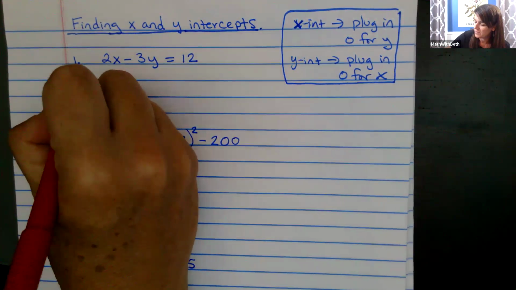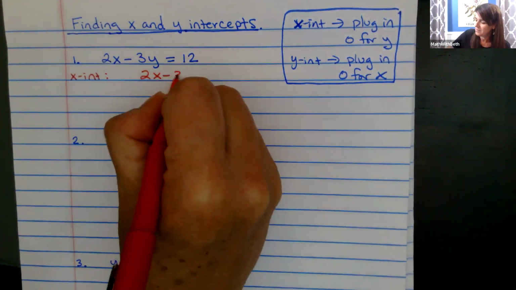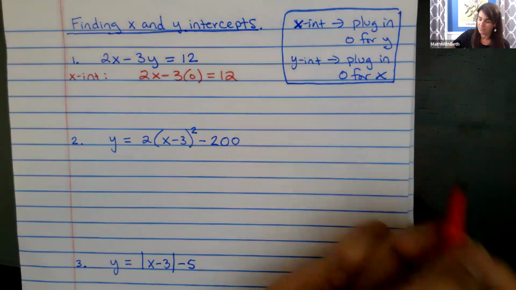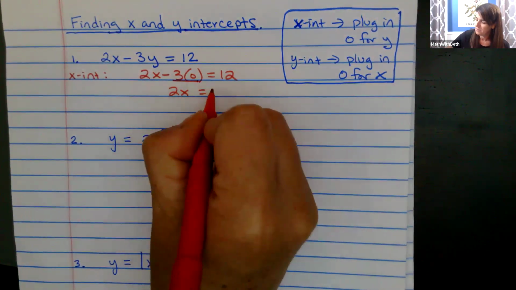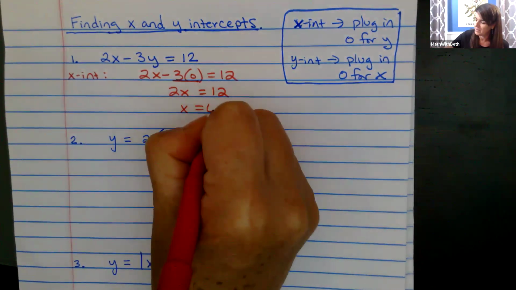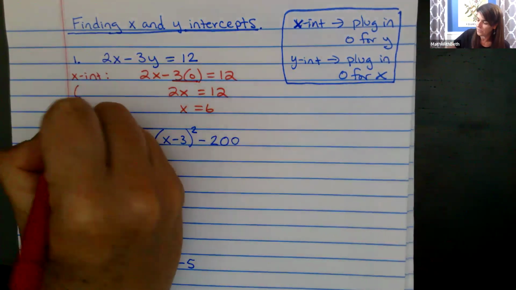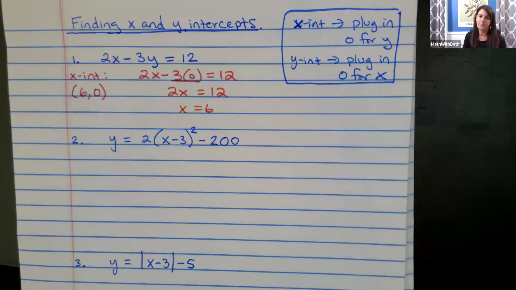So to find my x-intercept, I'm going to keep my x, but put 0 in for the y, and then solve. So 2x minus, this is really 0, gives me this. Divide by 2 on both sides, and my x-intercept is 6. Or if you want to think of it as a point, it would be the point 6, 0.